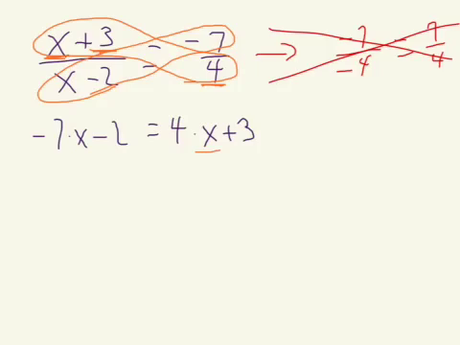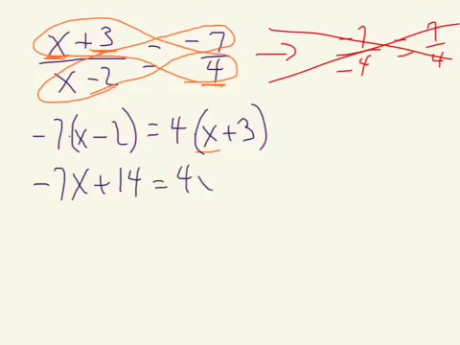What are we missing? Parentheses. You have to know to put your own parentheses on a problem like this, because you're multiplying negative 7 times all of x minus 2, the quantity of x minus 2, and 4 times all of x plus 3, the quantity of x plus 3. So don't forget those parentheses. That's pretty important. From here, this is a pretty easy problem. Distribute. That looks right, I think.